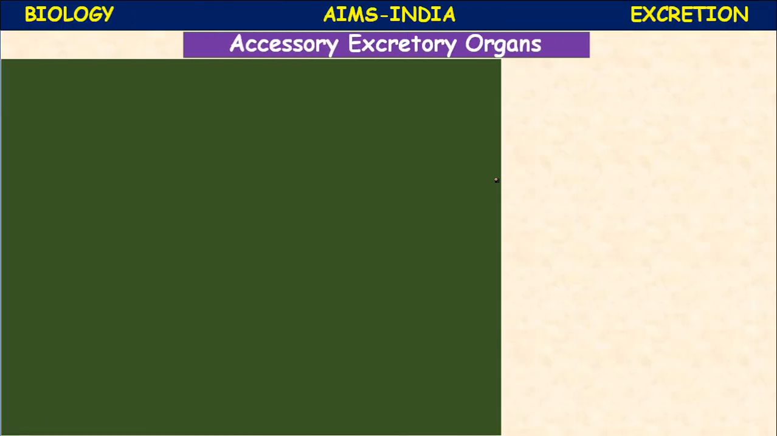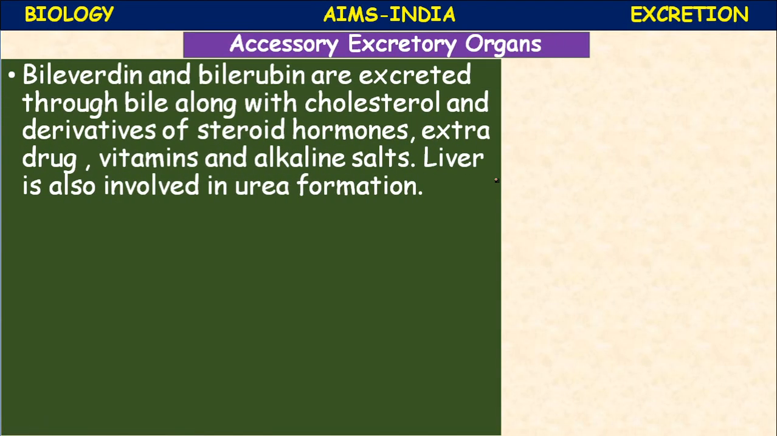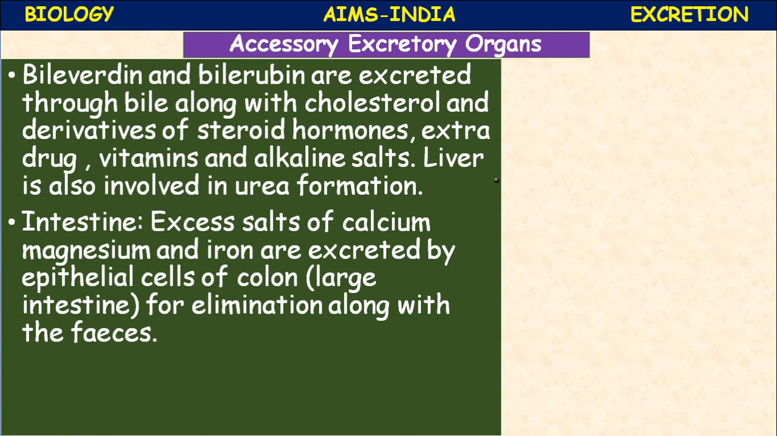Next, biliverdin and bilirubin are excreted through bile along with cholesterol, a bad fat, and the derivatives of the steroid hormones and extra drugs, vitamins and alkaline salts. These are all. Liver is also involved in urea formation, so that urea formation takes place in the ornithine cycle. Next, intestine. Intestine also acts as an accessory excretory organ.